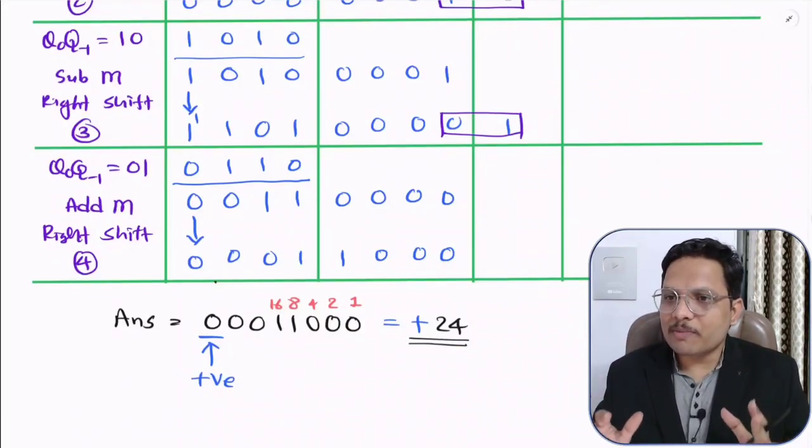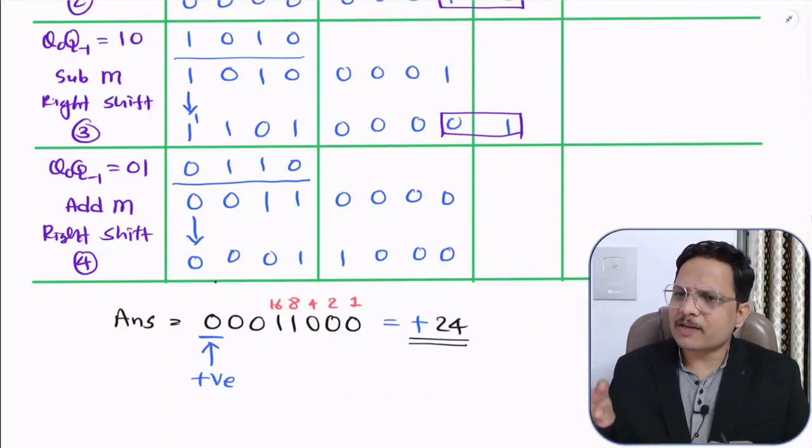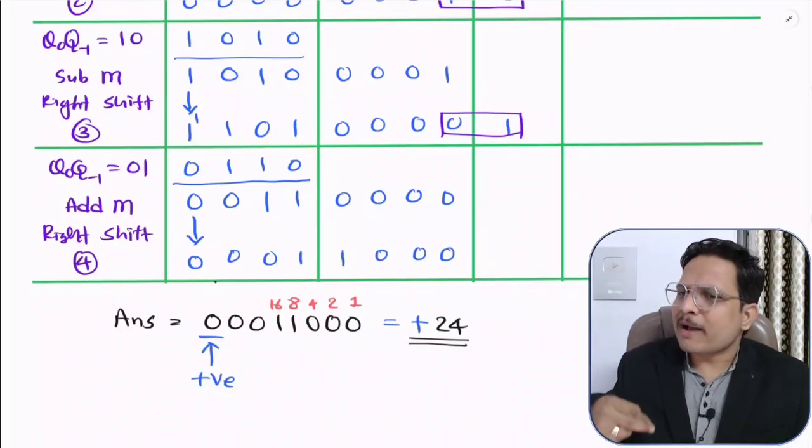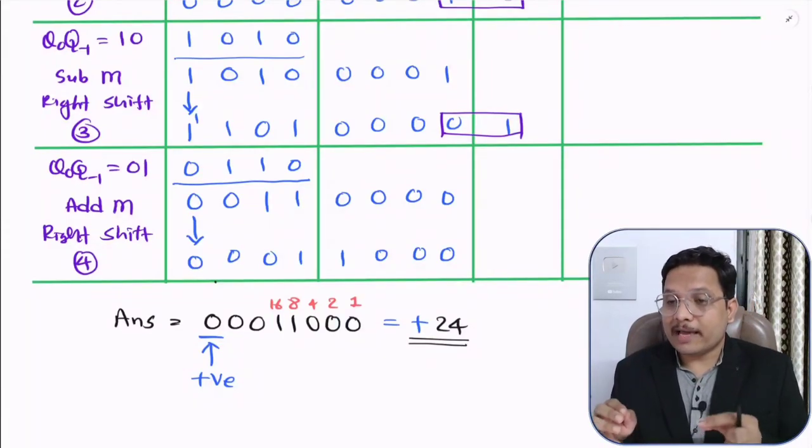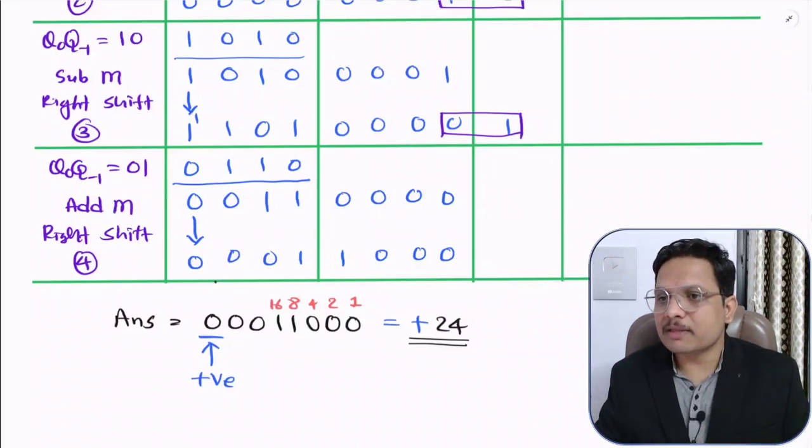So this is how we should be repeating the steps. Now I think after solving 2 problems, my next video will be based on how exactly the flowchart and circuit work with Booth's algorithm.